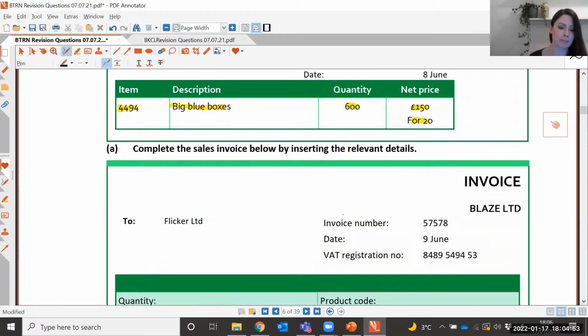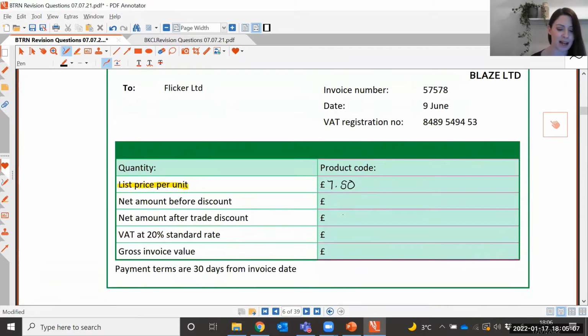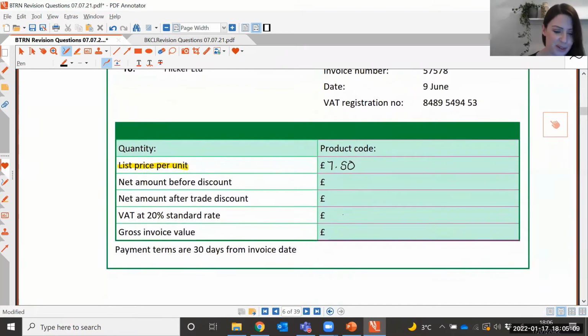So the next box, we have what will the net amount be? So the net amount before discount. So we know that the net per unit is £7.50. So the total amount will be 4,500. Good. So this is just the £7.50 per unit times the 600 units.